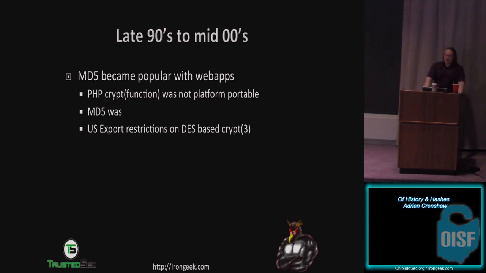But MD5 became popular because PHP's crypt function was not platform portable. It didn't always work the same on all platforms, maybe Windows and Linux would be different. MD5, however, was consistent. Also, there were US export restrictions still on DES-based crypt3, so people started using MD5. The worst thing about how they used MD5, though, wasn't so much that they were using MD5, it was that they were using no salt on it.